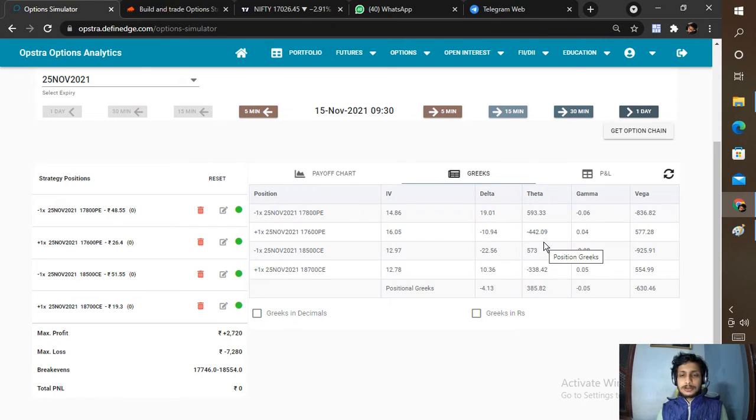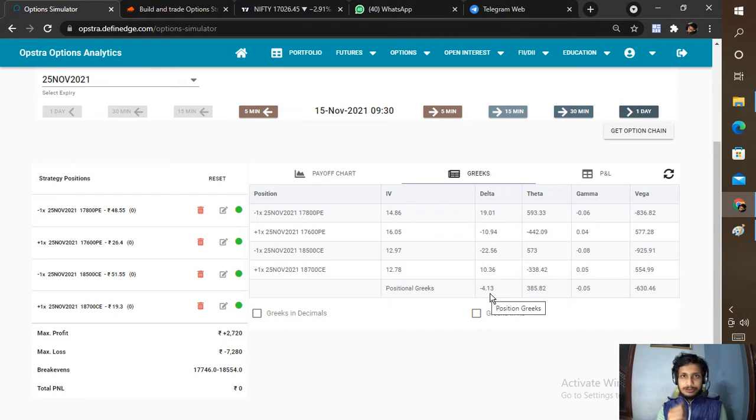So what is your total positional delta here? It's 4.13, so it's not a matter of concern. Only be aware whenever this delta value touches 15. It doesn't matter whether it's minus 15 or plus 15. You just have to check whether the absolute value of this delta crosses 15 or not. Whenever it crosses 15, your adjustment rules need to get triggered. This is the if-else condition based upon which you have to start adjusting your trade.